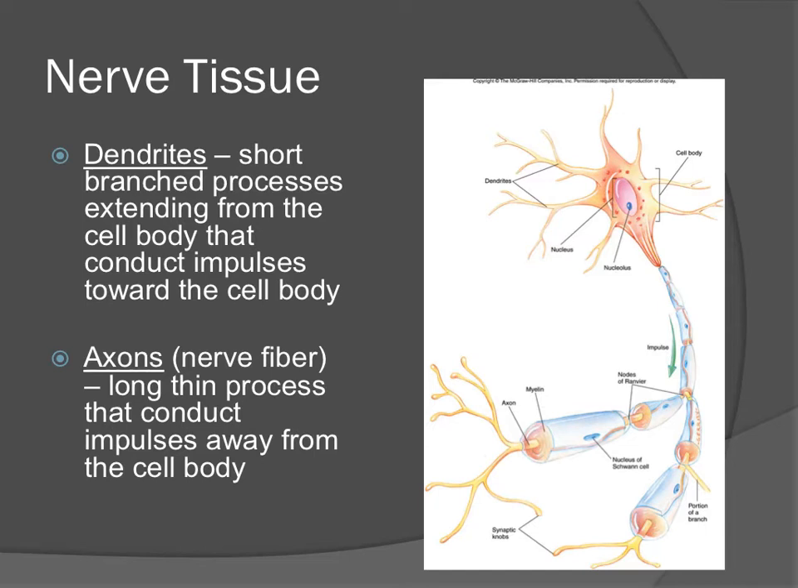Then we have an axon, which is known as a nerve fiber. This is a long, thin process that conducts impulses away from the cell body. It conducts electrical impulses away from the neuron cell body, and the longest axons in the body are those in the sciatic nerve, which run from the base of the spine to the big toe of each foot.